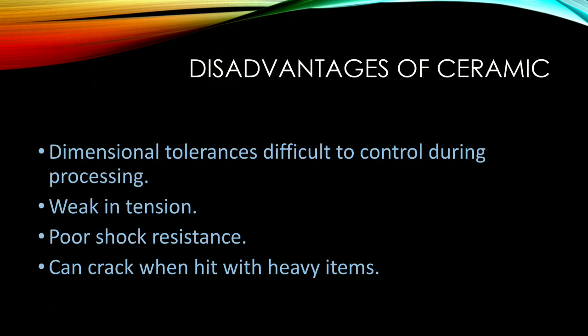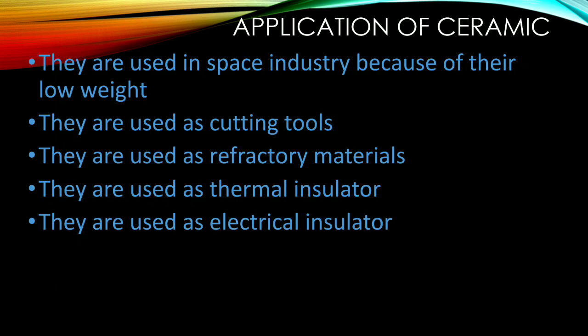Disadvantage of ceramics: they are extremely brittle. One of the difficulties of ceramic material is that they are extremely brittle. Take an example: you take a glass and you drop it. The glass will shatter into pieces. Glass is nothing but a ceramic material. Weak in tension, obviously. Good in compression. Poor shock resistance, meaning poor impact load. Can crack when hit with heavy items.